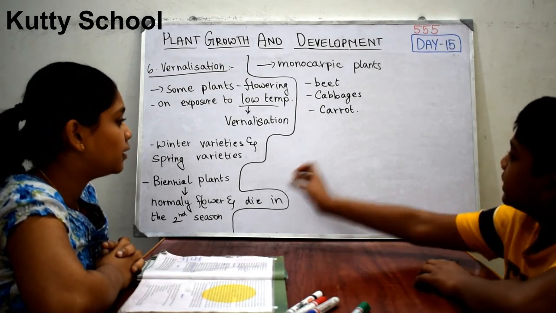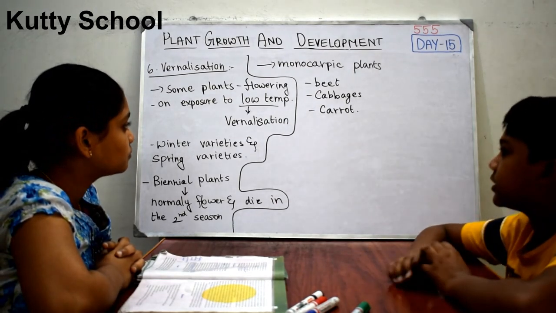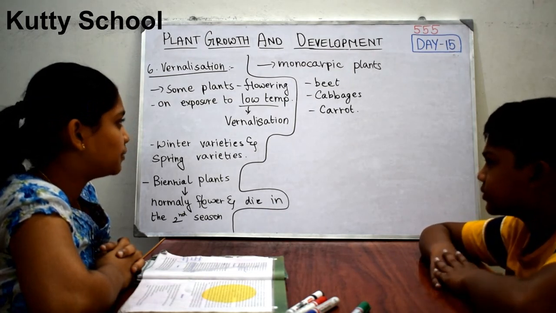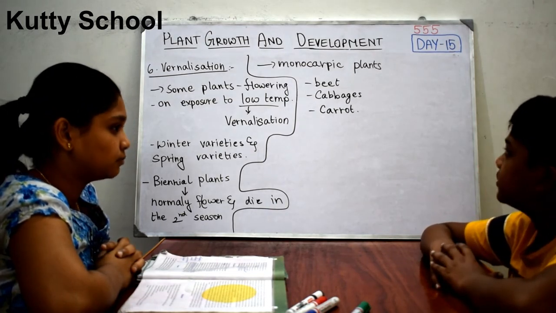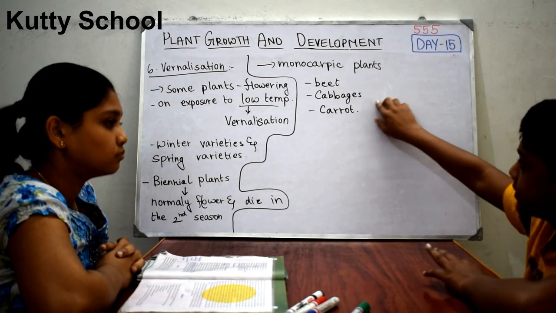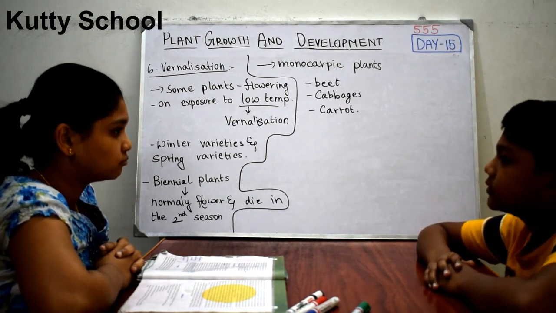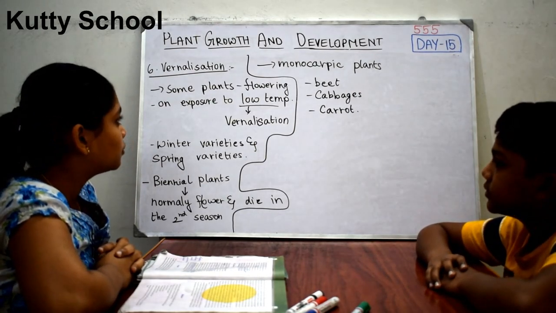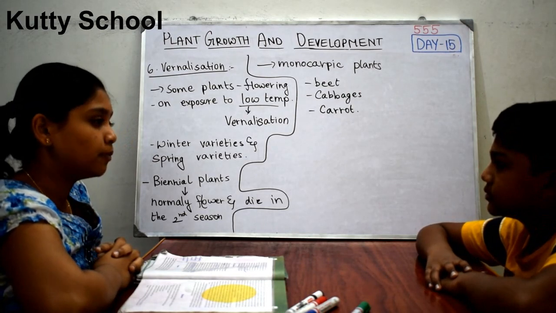Low temperature value can be used. No, not the same value; different plants have different values, such as wheat, cabbage, and carrot. So with this the plant growth and development chapter ends.